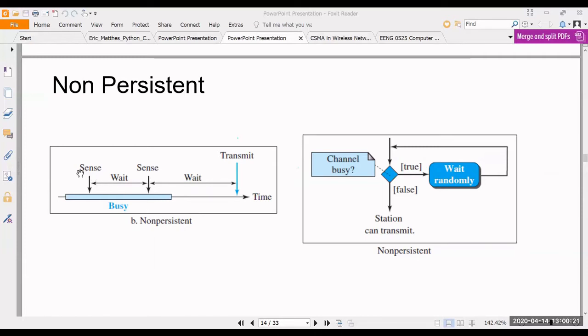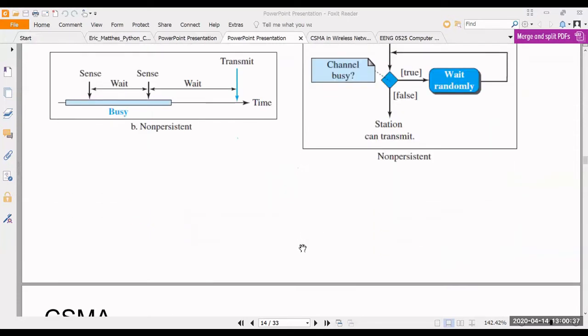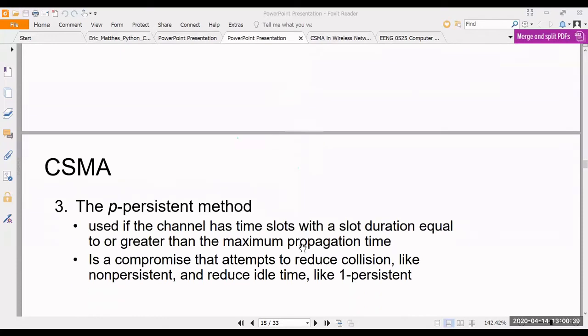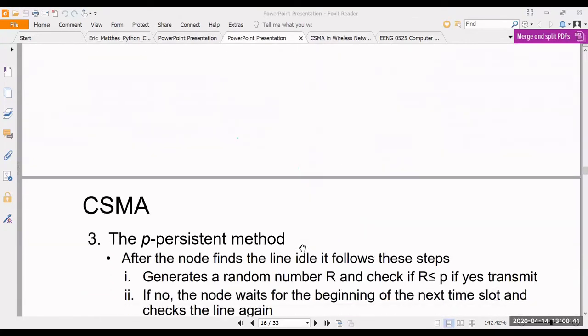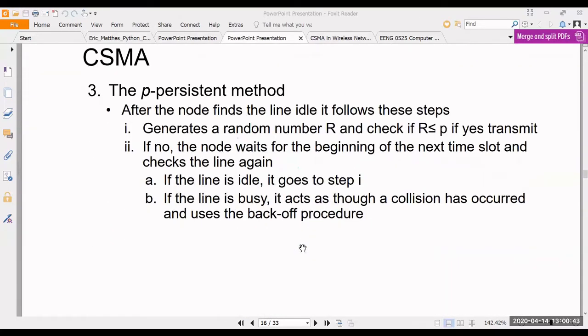Back off is actually to get your transmission stopped and come back. So you wait for a random time and you sense again. When you come and you sense and you find the channel is idle, you just transmit. Yeah, that is for the non-persistent. And then we have the P persistent.